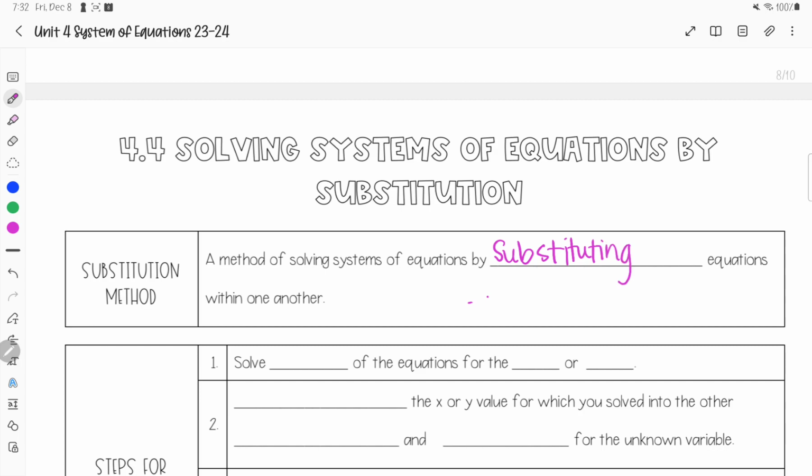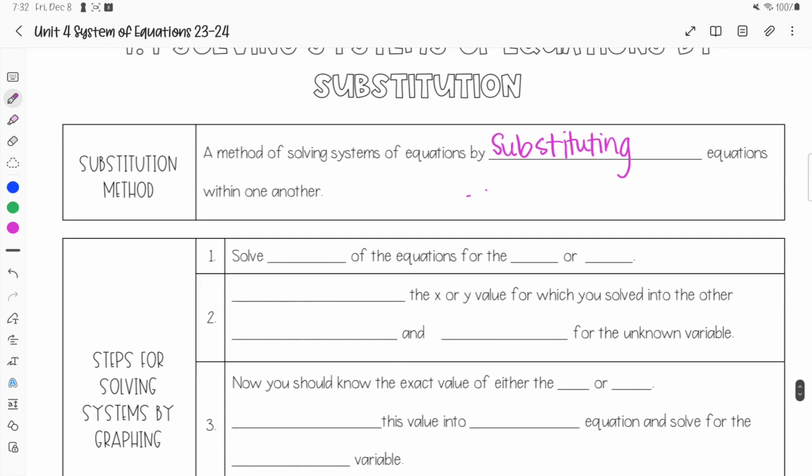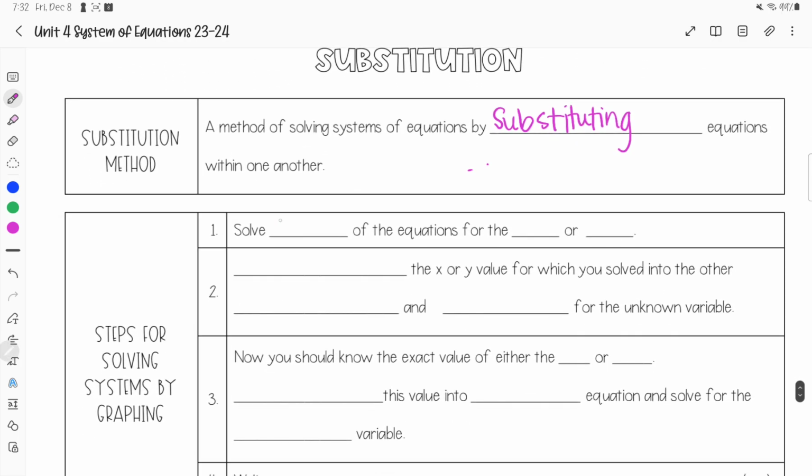equations within one another. So we're going to be putting them into each other. Our goal, the first thing we need to do, is solve one of the equations. So you're going to have two equations. You need to solve one of the equations for either the x or the y. It doesn't matter whether you solve for x or for y, but you need to get one of them so that it says y equals this, or x equals this.